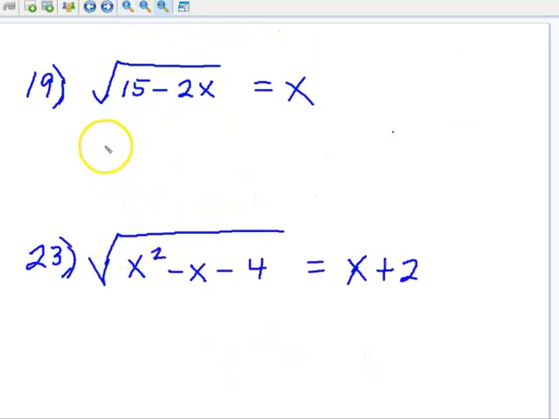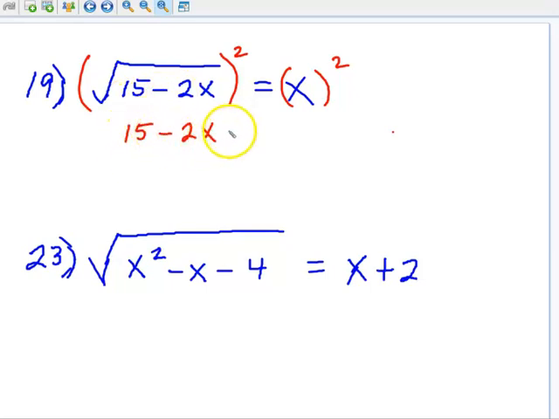Okay, this time we don't have to do any isolating. We don't have to undo addition or subtraction. So we're going to square both sides. And that's going to leave us with 15 minus 2x equals x squared. So the presence of a single x squared in an equation like this means we're going to have a quadratic equation. And you should always train yourself to just let quadratic equations equal 0.